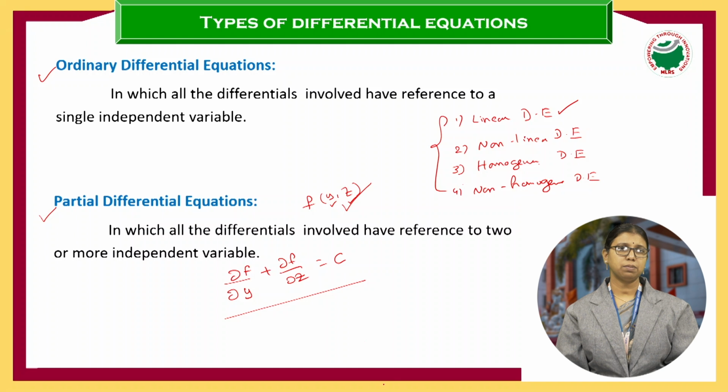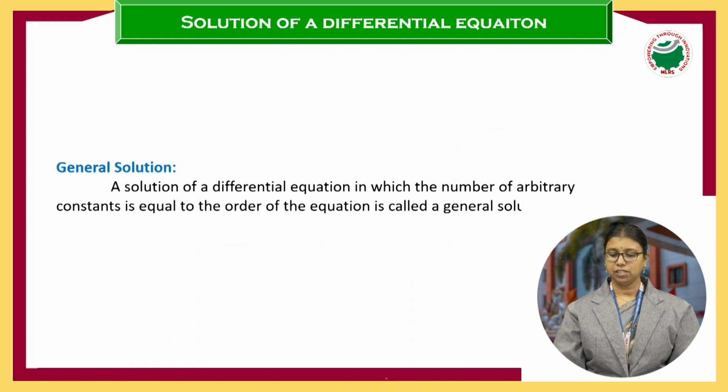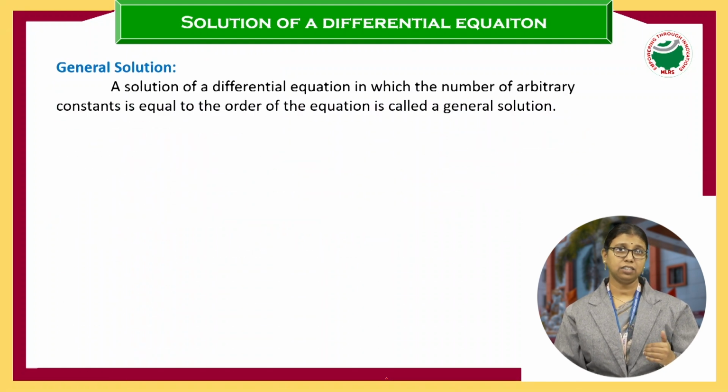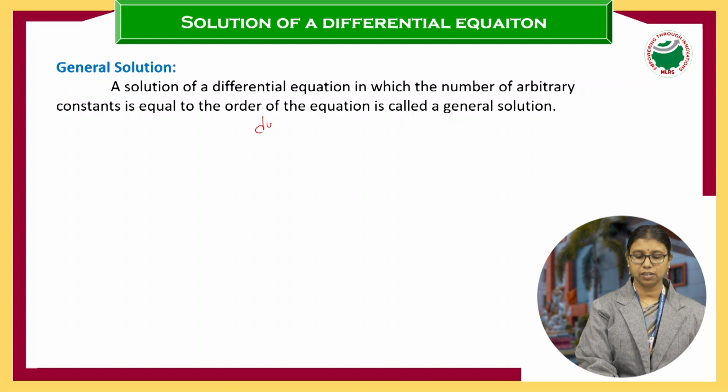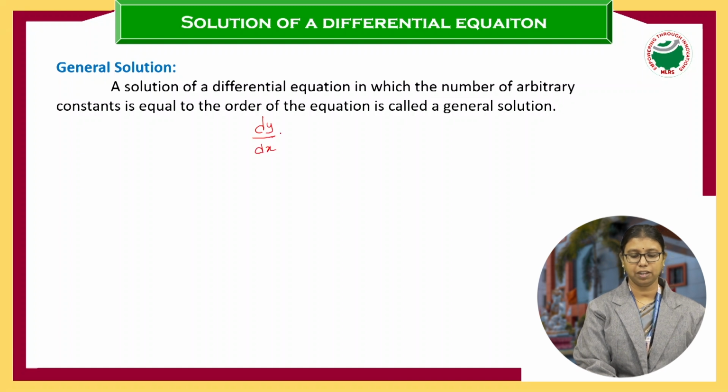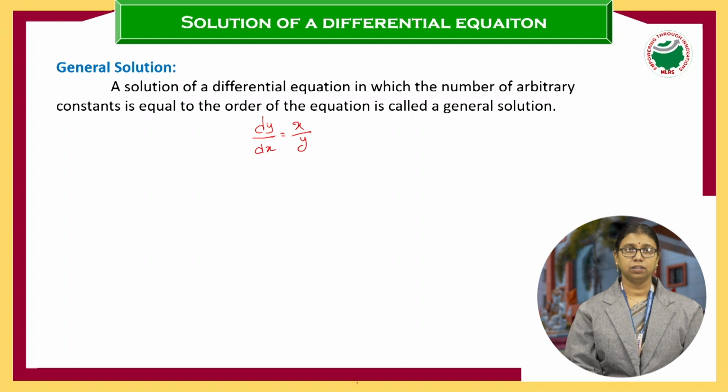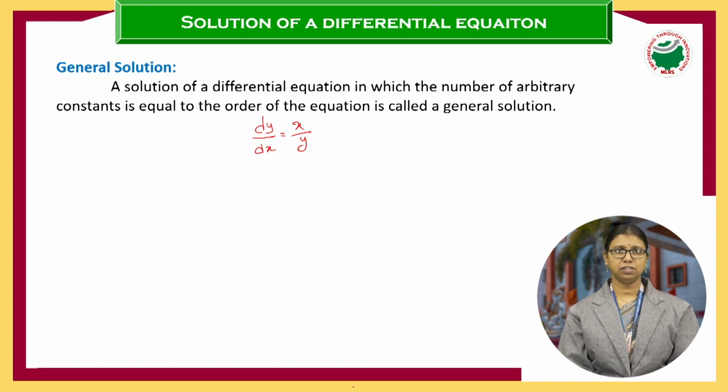So now the basic types of differential equations are only ordinary and partial differential equations. Ordinary means it has only one independent variable, partial means it has more than one independent variable. Now when you are taking a differential equation, you need to calculate the solution for that differential equation also. Suppose I am taking a simple differential equation of the form dy by dx equal to x by y. To solve this, I will go with the basic method, the variable separable method.